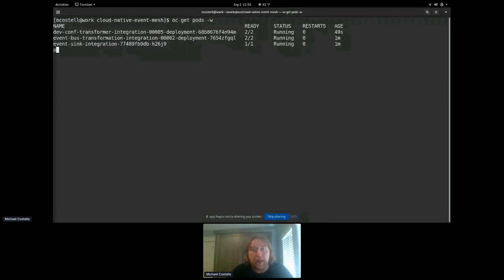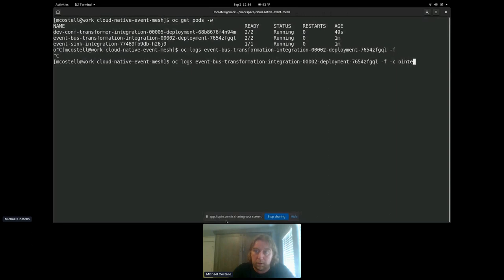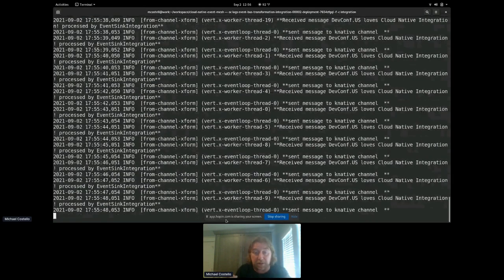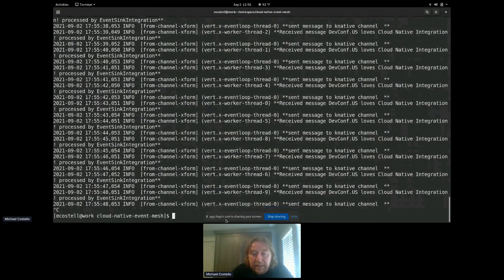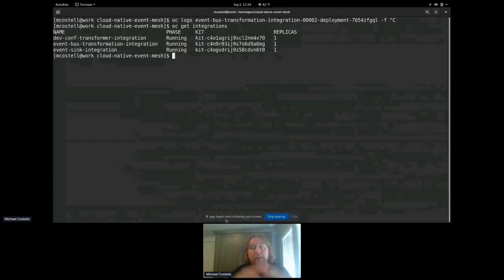We'll take a peek at our event bus transformation. Oops, one more thing here. You see, we're picking up messages and we're doing the stuff that we said we were going to do, our businessy stuff. And we have the same thing happening in the transformer integration.